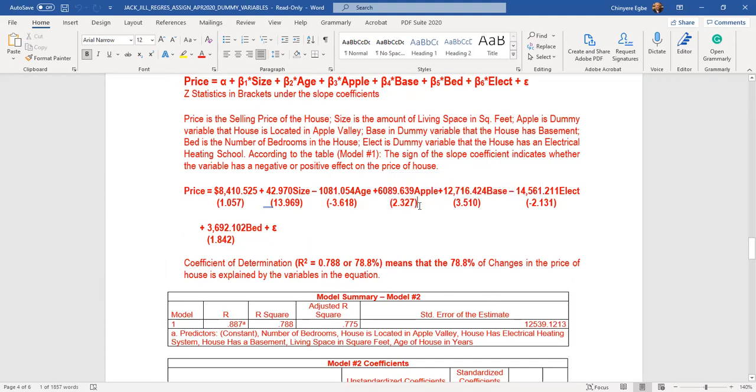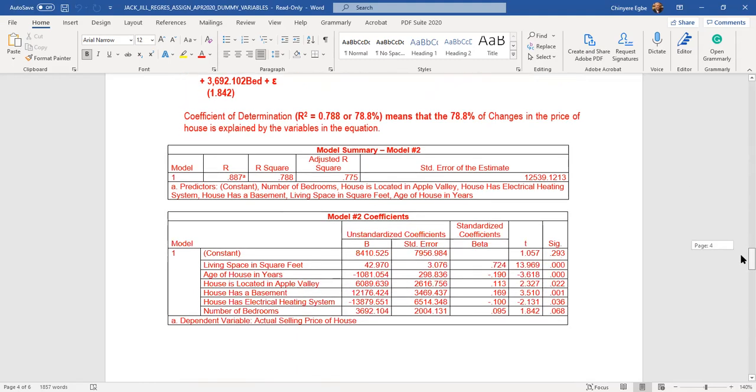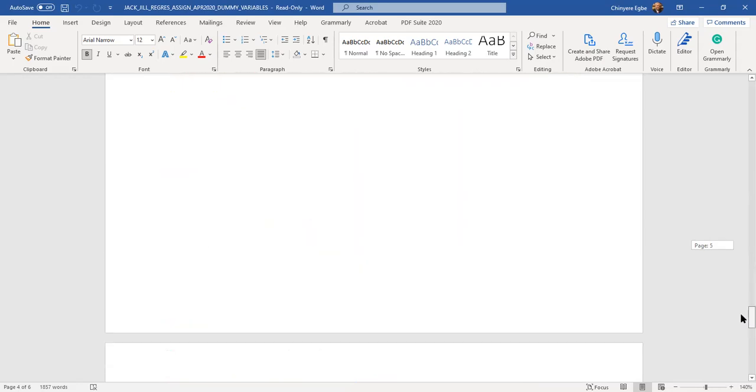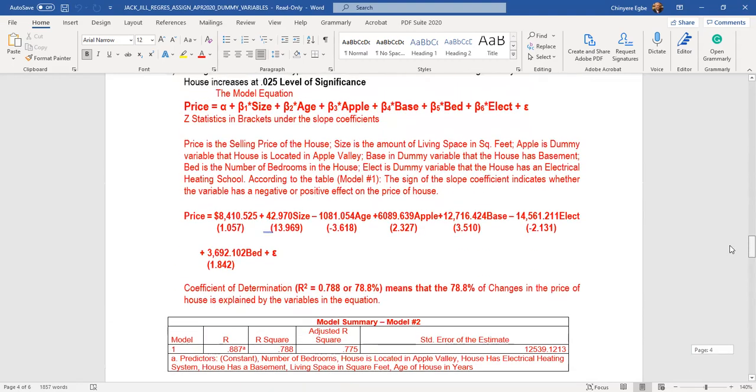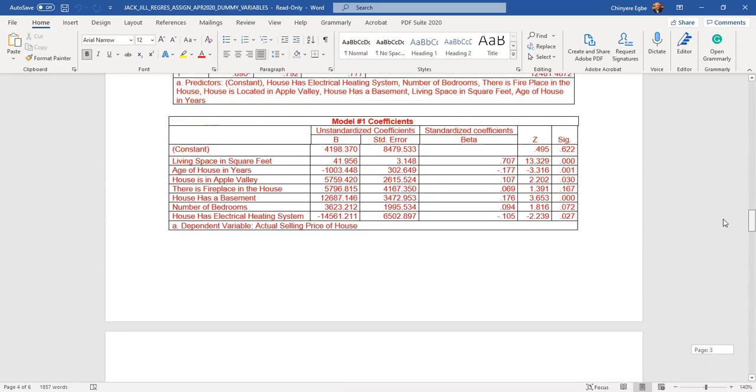The Apple is 3.465 and the Eastville is 3.491. Where do you see that? In the table. Let me see which table you're looking at. Question number one, table number one. So you're using model number one. Apple here, but it doesn't.